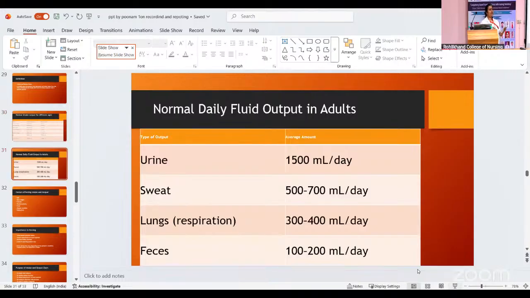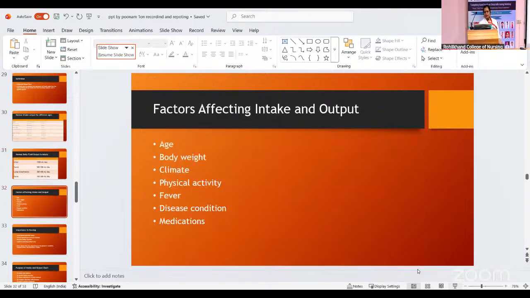Then only we can maintain electrolyte imbalance or balance, right? If we are giving more, if we are giving less, we should know. According to the age, body weight, climate, physical activities, fever, disease conditions, medications, these are the parameters we should know when you are giving the patient in or out.